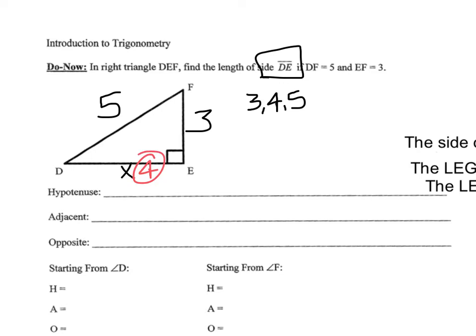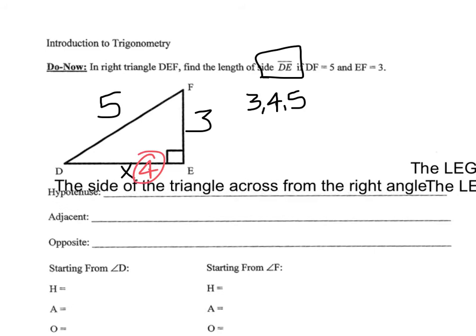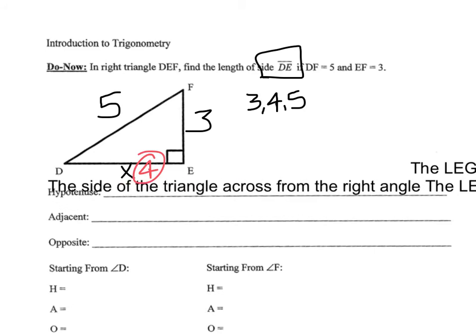The next part, it's asking for the hypotenuse. The hypotenuse is the side of the triangle that is across from the right angle. That's always the hypotenuse. We've seen that before in the Pythagorean theorem using a squared plus b squared equals c squared, and c is always the hypotenuse.